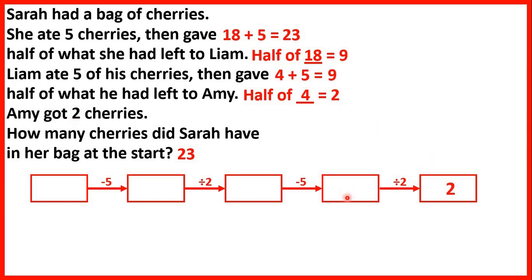So now we can work backwards. 2 times 2 is 4, so 4 divided by 2 is 2. 4 plus 5 is 9, so 9 minus 5 is 4. Notice here, when we're working backwards, we're using the inverse or the opposite. So instead of dividing, if we're going this way, we're multiplying, and instead of subtracting, if we're going this way, we're adding. Then something divided by 2 is 9, so that's 18, because 9 times 2 is 18. And then something minus 5 is 18, so that's 23.